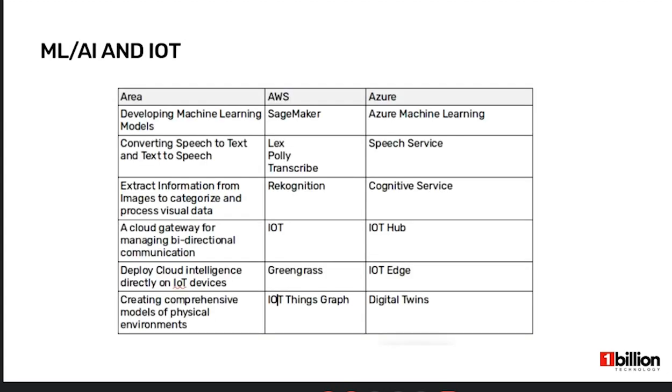The final thing is ML and IoT, right? When it comes to ML, I think AWS is far ahead. SageMaker is quite old and quite stable, though machine learning is still picking up. I would say ML and AI, AWS is much superior to Azure. And IoT, both have their own things: IoT Hub, Greengrass, IoT Edge. I think Guyney did a session some time ago, so I'm not going to detail it.